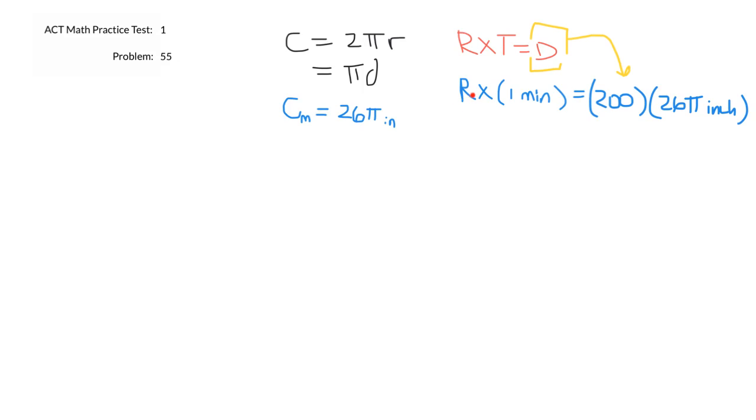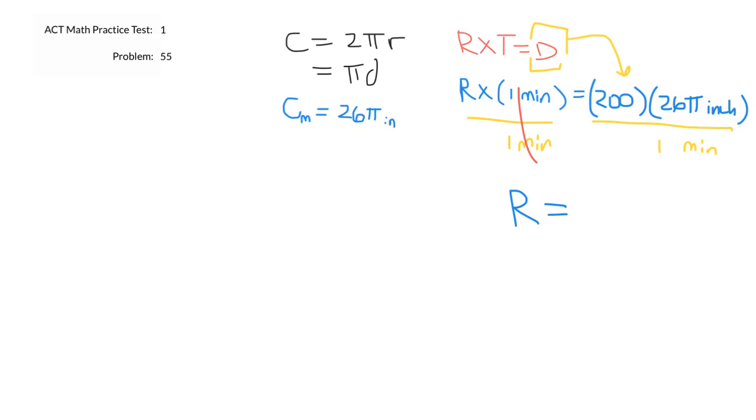Well, in order to do that, we have to solve for r, which means get r by itself, and obviously that's going to be a matter of dividing both sides by this 1 minute right here. 1 minute. And that, of course, would cancel these. And then we would have r equals, let's kind of work this out right now.